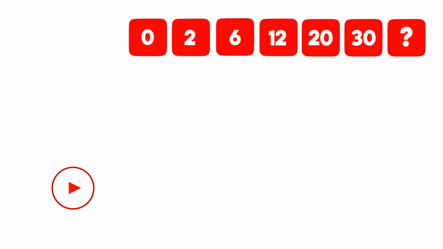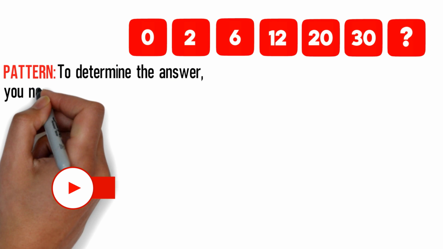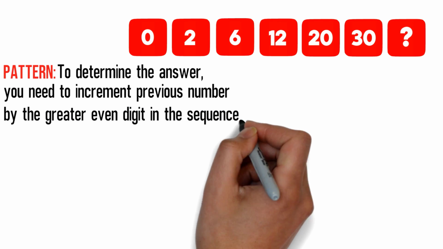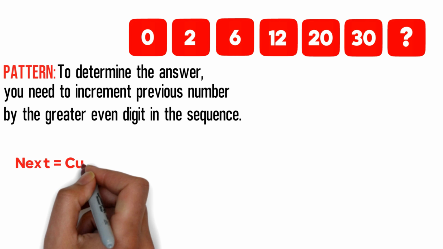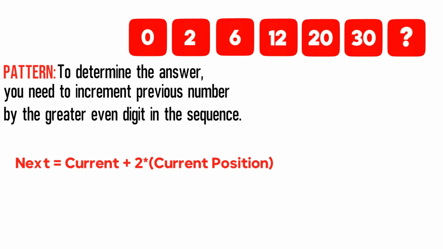As with any type of question, the key is to determine the pattern. To determine the answer in this particular case, you need to increment the previous number by the next greater even number in the sequence. You can even come up with the formula. And in our case, the formula to determine the next number would be current number plus 2 multiplied by current position. Let's see how it works.